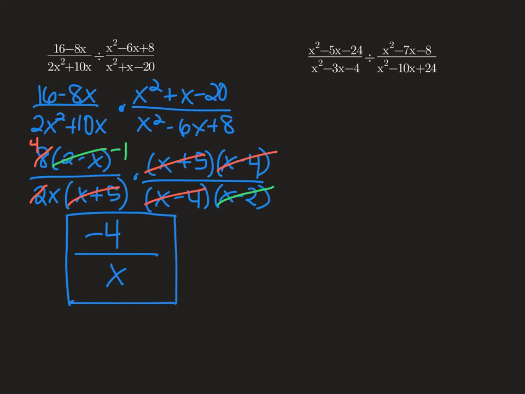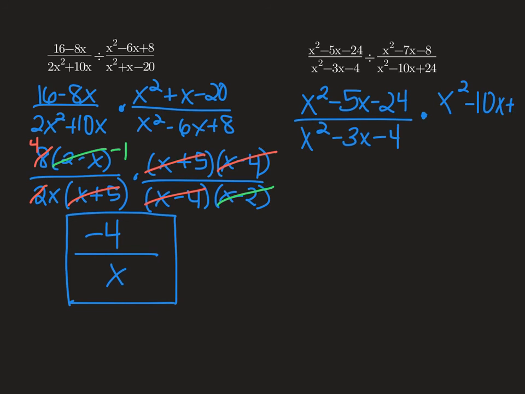I have division, so the first thing I'm going to do is copy dot flop. So copy my first fraction. Okay, and then I'm going to multiply, that's the dot, by the reciprocal, that's the flop. And so we get (x squared minus 10x plus 24) over (x squared minus 7x minus 8).